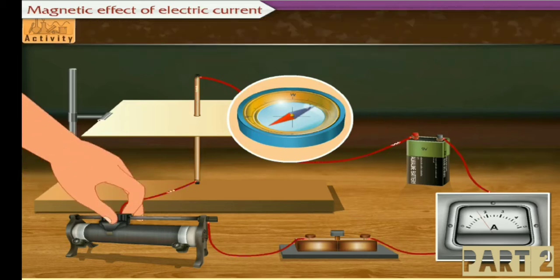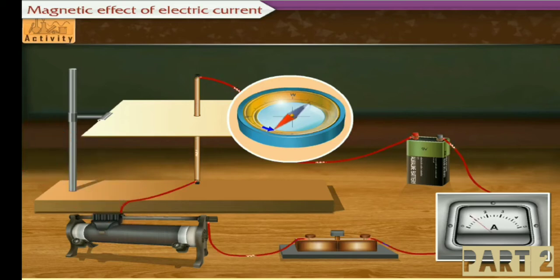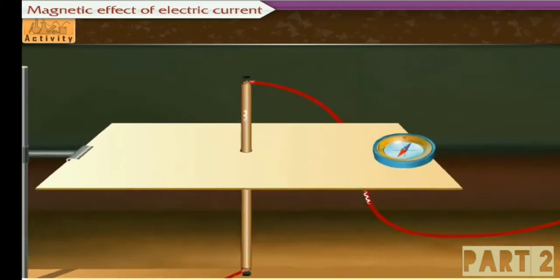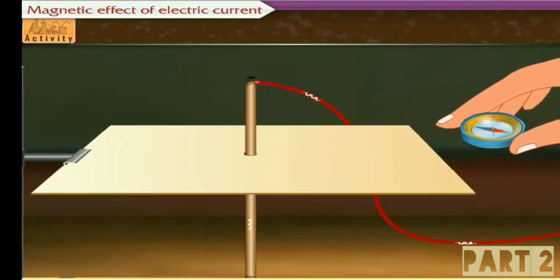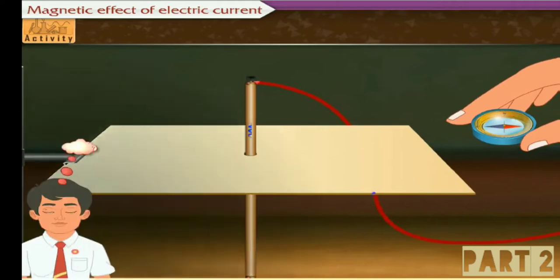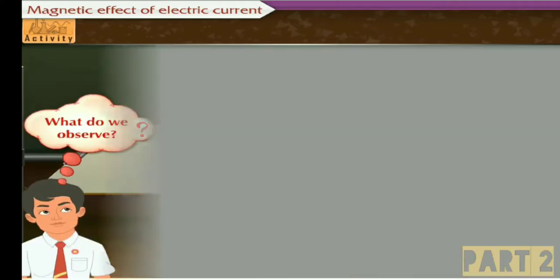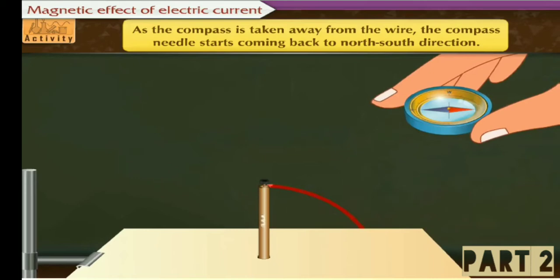Let us now adjust the current through the copper wire to 1 ampere. We can see a deflection in the compass. Now take the compass a little away from the wire. What do we observe? As the compass is taken away from the wire, the compass needle starts coming back to the north-south direction.